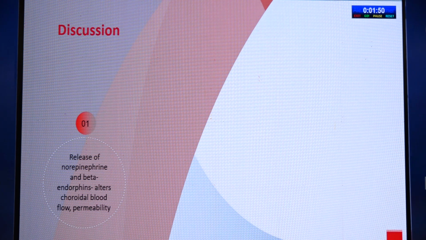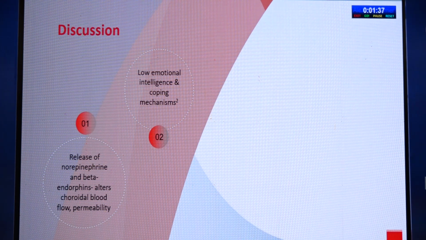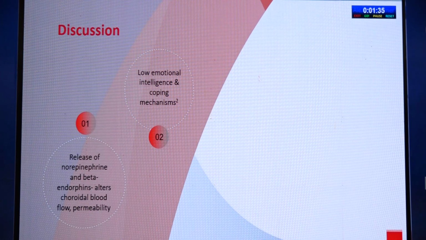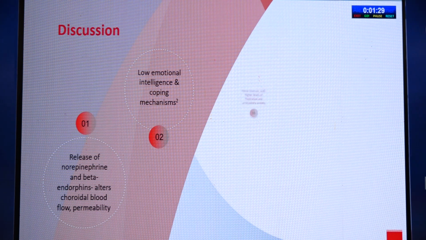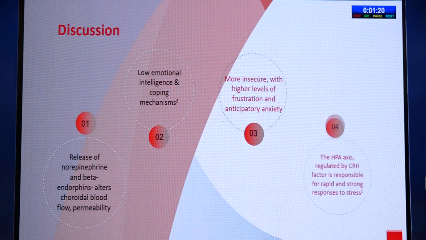CSER is because of sympathoadrenergic dysregulation leading to release of norepinephrine and beta endorphins, which alters the choroidal blood flow and permeability. Conrad et al. also stated that low emotional intelligence and coping mechanisms are related to CSER, since these patients have poor adaptive responses, and all these things are more commonly seen in acute cases. These patients tend to be more insecure with higher levels of frustration and anticipatory anxiety.